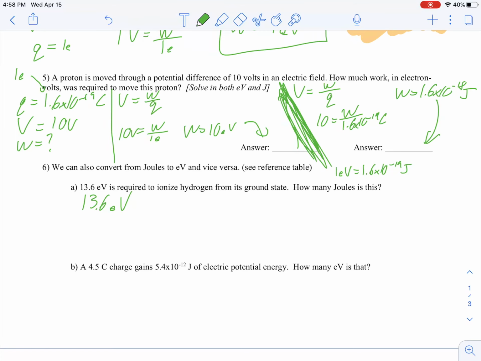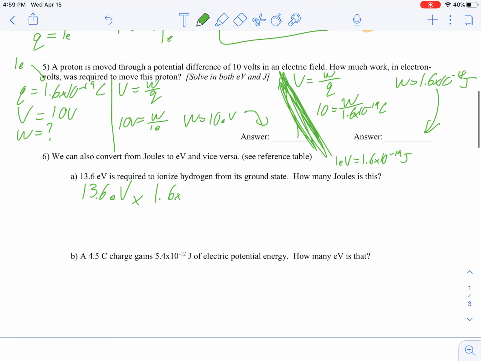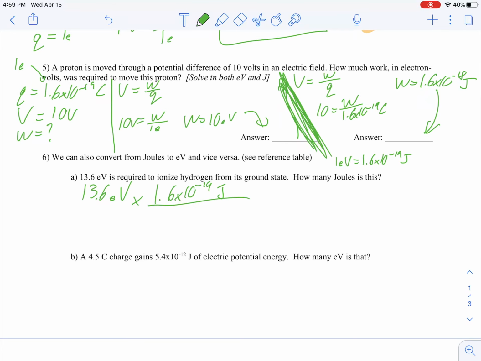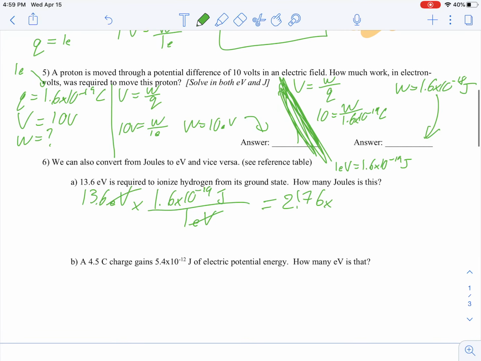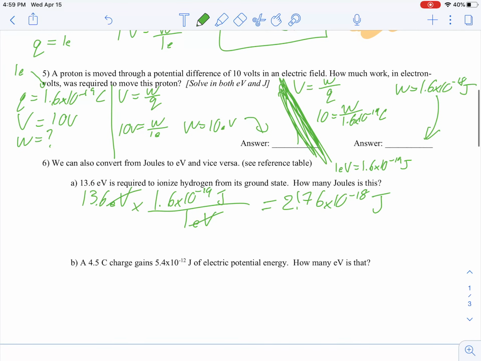So we want joules, right? It's what you want over what you have. So we're going to multiply by 1.6 times 10 to the negative 19 joules over 1 electron volt. Electron volts cancel. And let's see what we get here. 13.6 times 1.6 times 10 to the negative 19. We get 2.176 times 10 to the negative 18 joules.